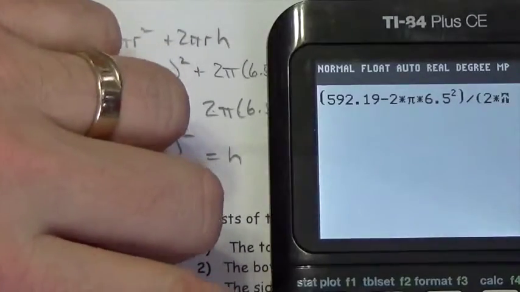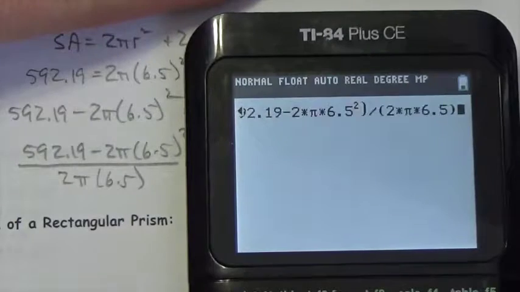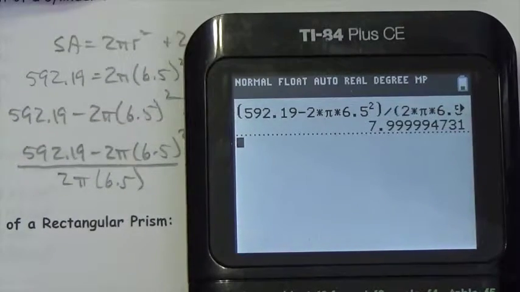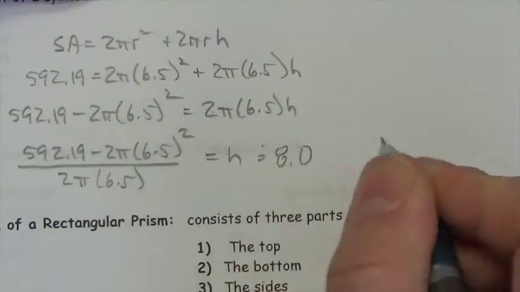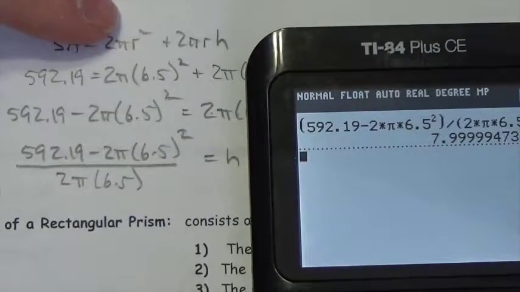2 times pi times 6.5. Close brackets. And there we go. So to the nearest tenth, this is approximately 8.0 centimeters. Yeah, 7.9999 or whatever. So rounded to the nearest tenth, 8.0.